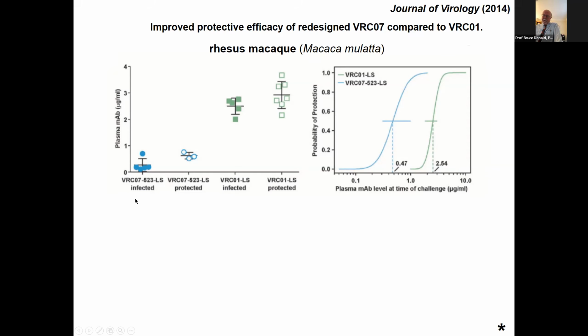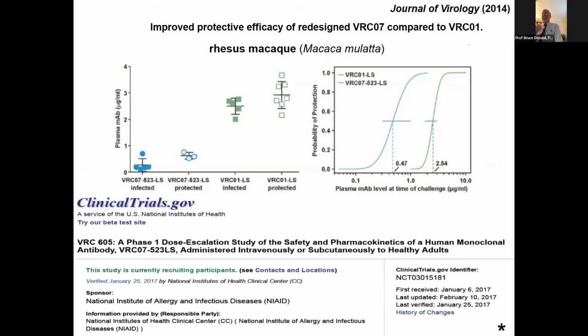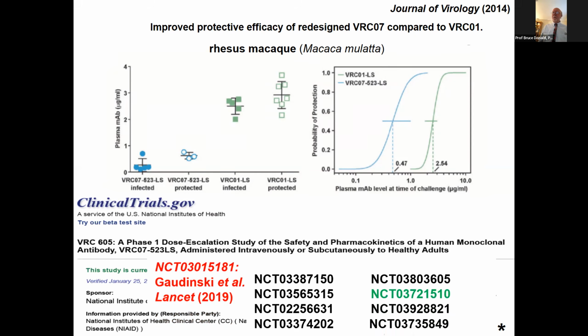With VRC07523LS, we see an improvement in potency of about 8 to 10-fold. So this was enough to go on to clinical trials. This is now in phase 2. This is the first clinical trial. We have results back from that. And there are a whole bunch more, including several phase 2 trials.